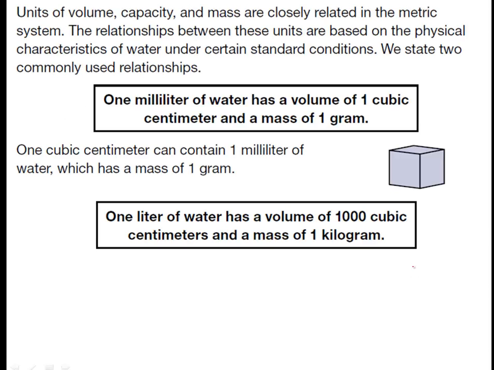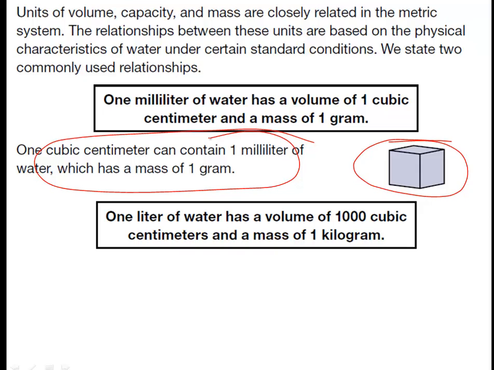So let's just start with this information that we need here. Units of volume, capacity, and mass are closely related in the metric system. They're very similar. So if you look at this cube right here, this cube contains 1 milliliter of water. It has a volume of 1 cubic centimeter and a mass, or a weight, of 1 gram. So 1 milliliter of liquid has a volume of 1 cubic centimeter and a weight of 1 gram. So 1 cubic centimeter contains 1 milliliter of water, which has a weight of 1 gram. It's another way of saying it right here.